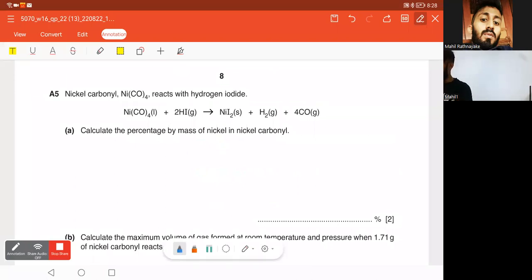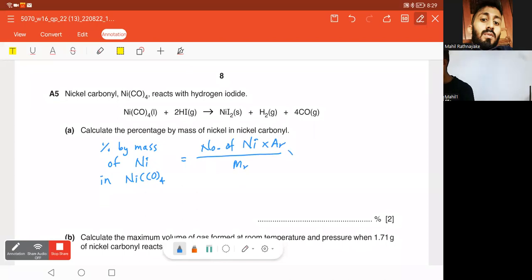Calculate the percentage by mass of nickel in nickel carbonyl. Can you know the equation? Tell me. Percentage by mass of what? Nickel in nickel carbonyl equals number of nickel into AR over MR into 100. How many nickel in nickel carbonyl? 1. Can I know the AR of nickel? 59. In nickel carbonyl, find the MR.